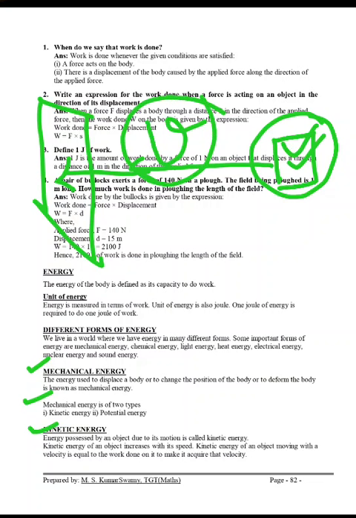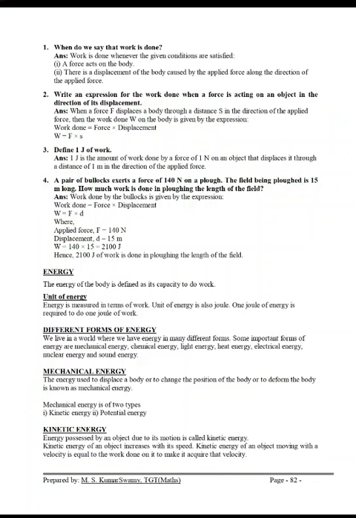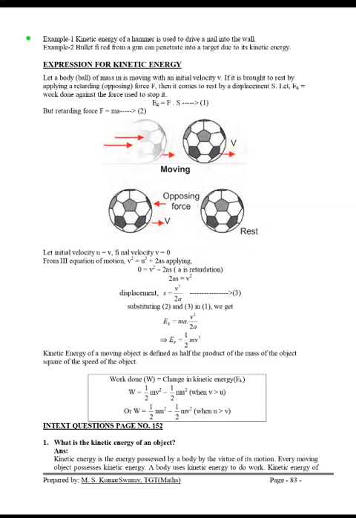So kinetic energy of an object increases with its speed. If speed is more, energy will be more. Kinetic energy of an object moving with a velocity is equal to work done on it to make it acquire that energy. So example 1 of kinetic energy is kinetic energy of hammer is used to drive a nail into the wall. Next is bullet fired from a gun can penetrate into a target due to its kinetic energy. So these all are the examples of kinetic energy.